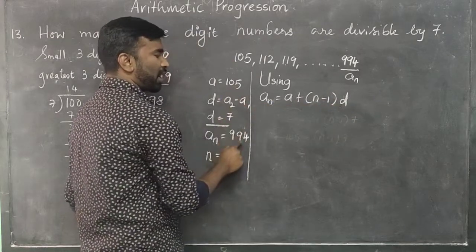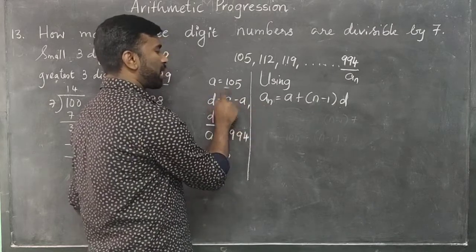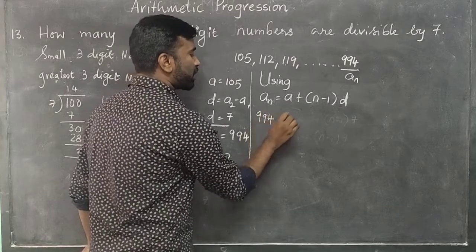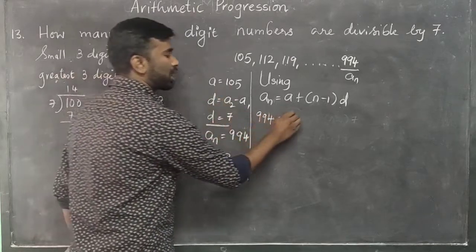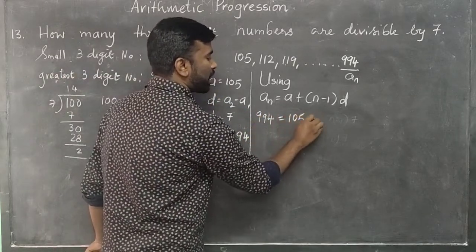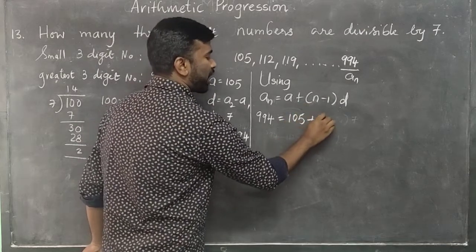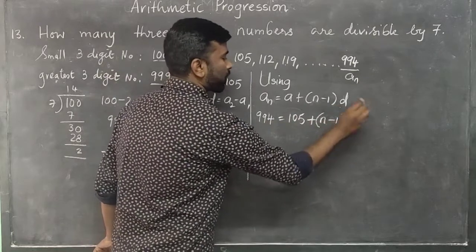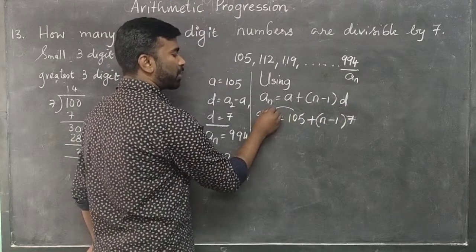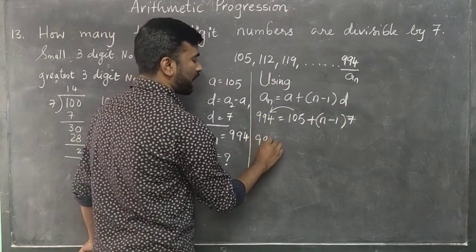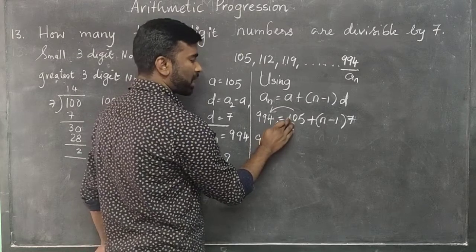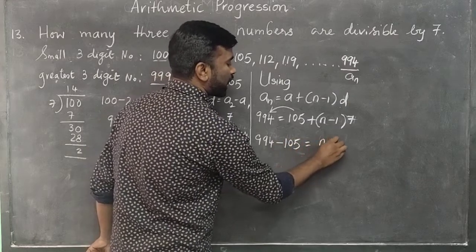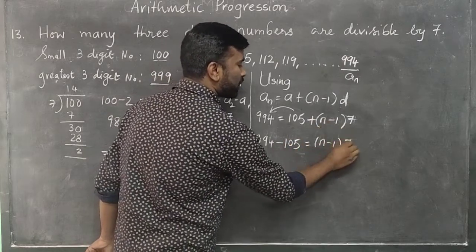Now substitute all these values in this formula. AN equals 994, which is equal to A, the value of which is 105, plus n minus 1 (we should find out n, keep as it is) into the value of D, which is 7. Now shift 105 to LHS, we get 994 minus 105, which is equal to the remaining term, n minus 1 into 7.